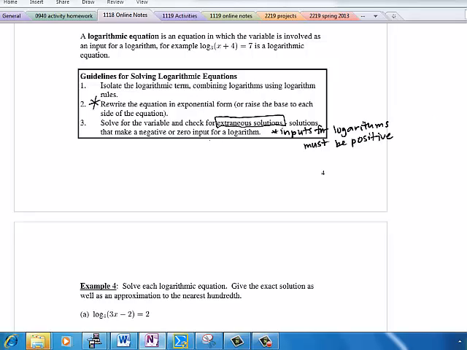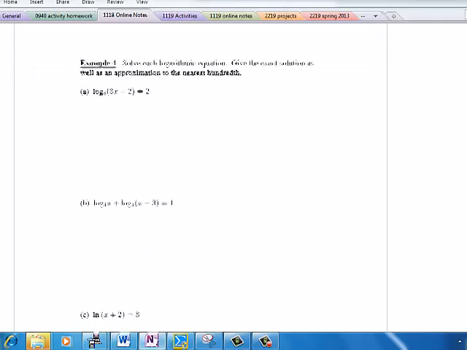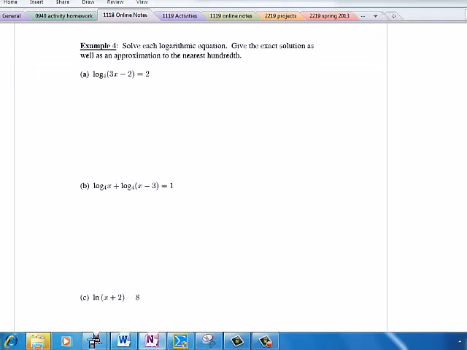So this check step is actually really critical in this type of equation. We can do everything correctly and come up with solutions that aren't actual solutions. So looking at example 4a here, we're trying to solve the logarithmic equation. We want an exact solution and then an approximation to the nearest hundredth.